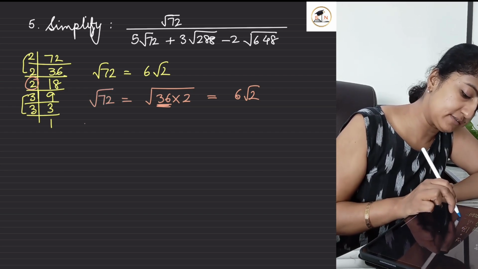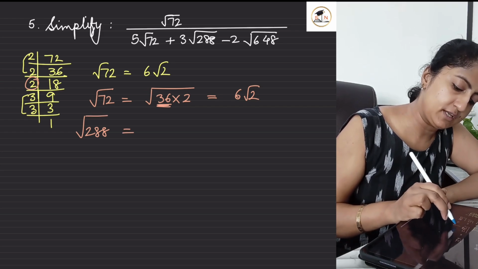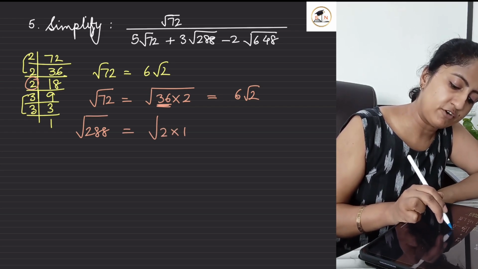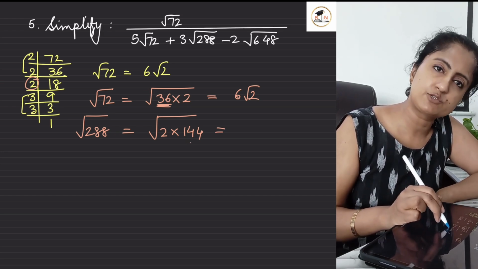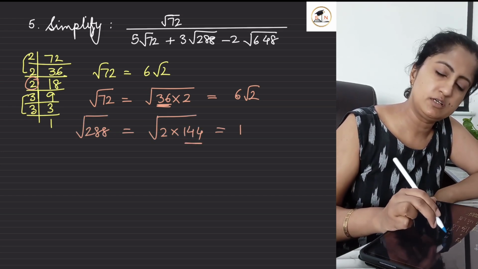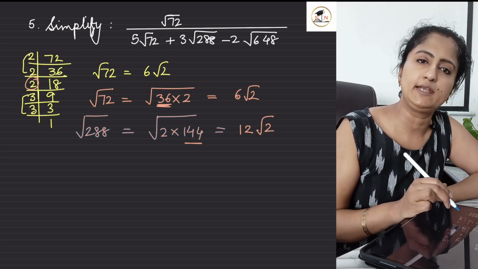So the next number is 288. If I break it over here as 2 into 144, what does it give me? Now, 144 is a perfect square, which gives me 12 out. So we get 12 root 2 for root 288.